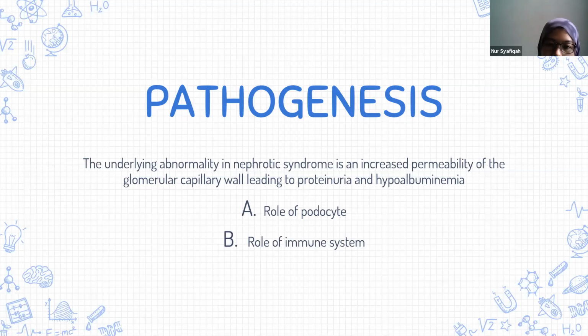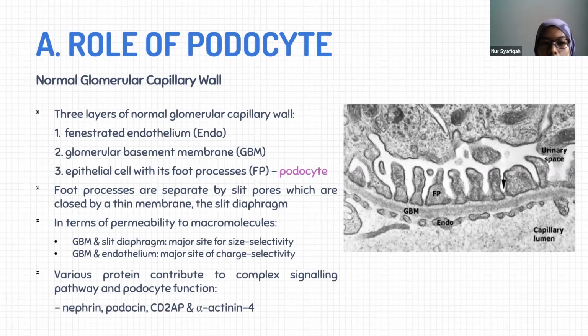Nephrotic syndrome is believed to be due to an underlying abnormality, an increased permeability of the glomerular capillary wall, which leads to proteinuria and hypoalbuminemia. The increased permeability of the glomerular capillary wall is due to the role of the podocytes and also the role of the immune system. So first, let's take a look at the role of the podocyte. But before that, let us understand the normal glomerular capillary wall.